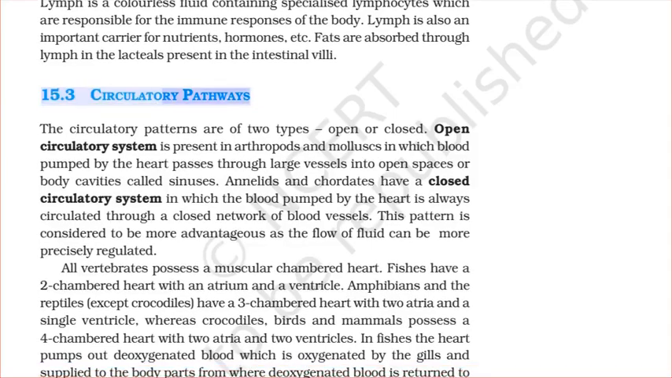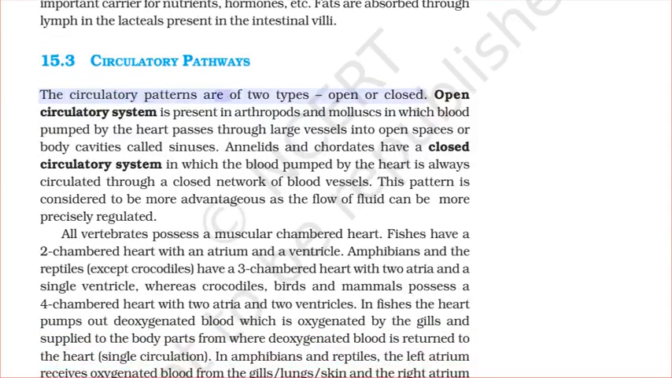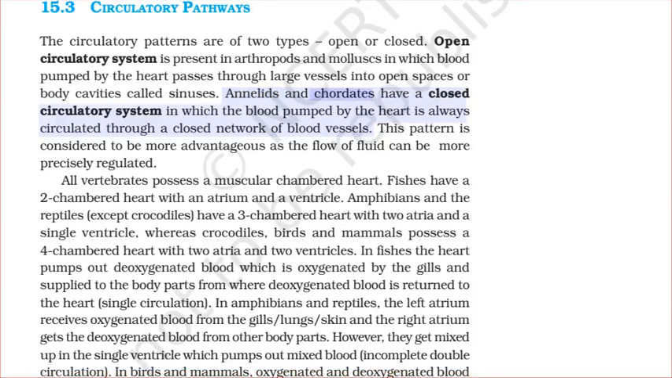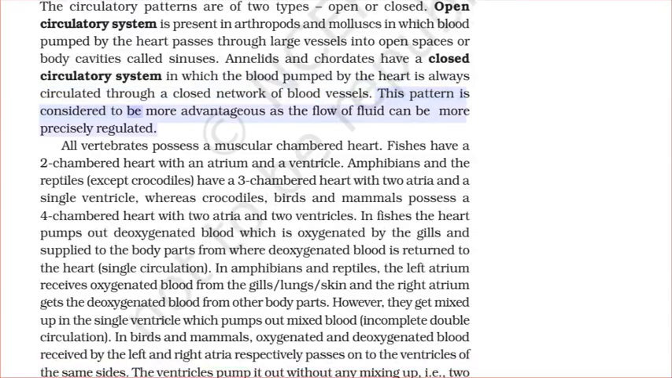Circulatory pathways. The circulatory patterns are of two types, open or closed. Open circulatory system is present in arthropods and mollusks, in which blood pumped by the heart passes through large vessels into open spaces or body cavities called sinuses. Annelids and chordates have a closed circulatory system in which the blood pumped by the heart is always circulated through a closed network of blood vessels. This pattern is considered to be more advantageous, as the flow of fluid can be more precisely regulated.